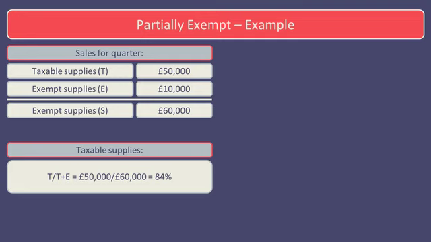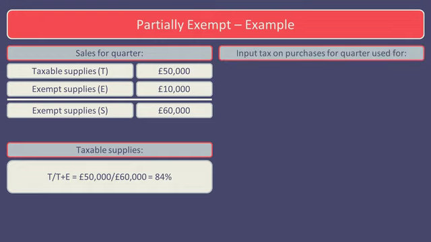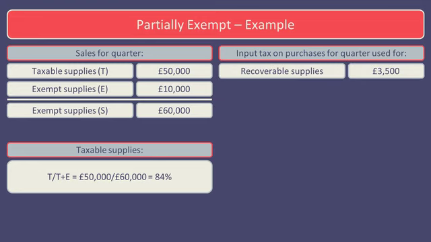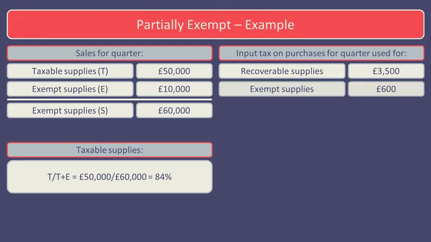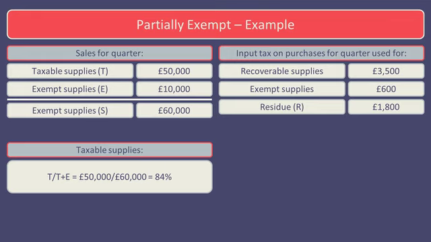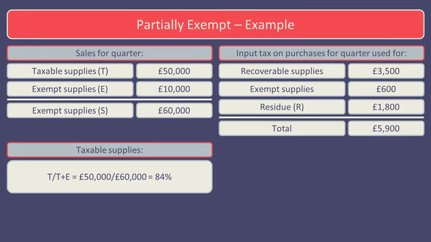Taxable supplies divided by total supplies. This would mean that 84% of supplies are taxable. We then use this percentage to apportion the residue amount of input tax suffered. Input tax suffered only on taxable supplies amounted to £3,500 for the quarter and £600 on only exempt supplies. There is a residue amount of input tax of £1,800 that was incurred to produce both taxable and exempt supplies.